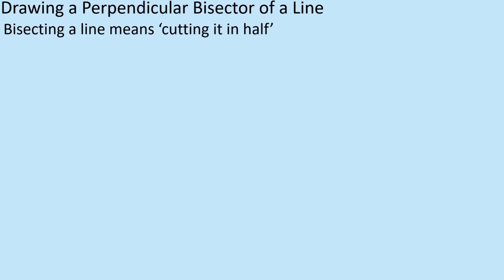Hi there everybody, today we're going to look at constructing some perpendicular lines. I'm going to start off by doing a perpendicular bisector of a line. Okay, so let's have a look. Bisecting means you're going to cut a line in half.